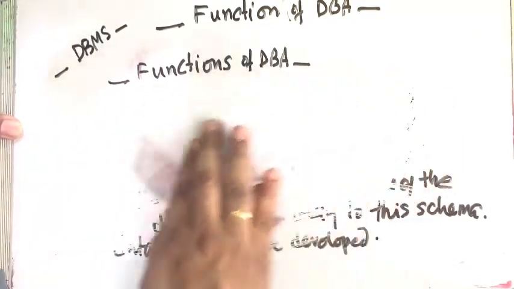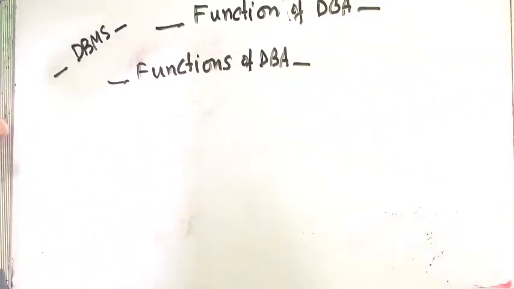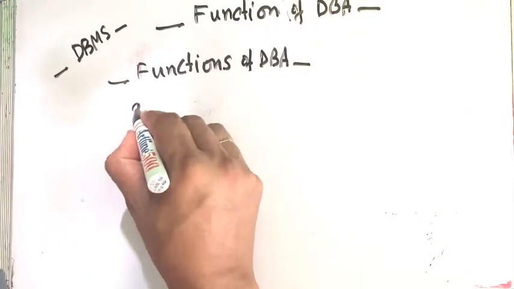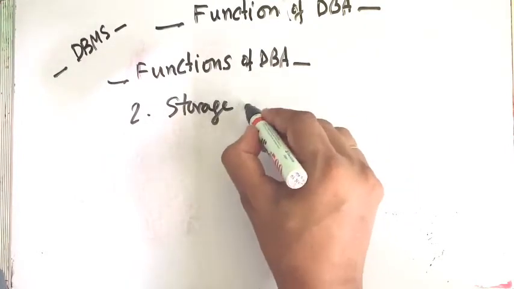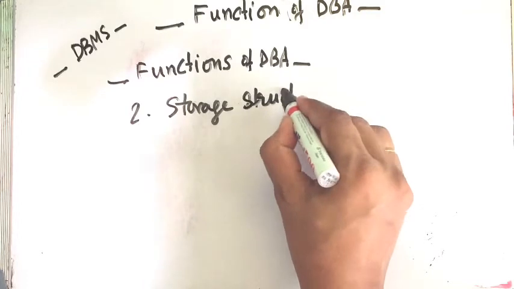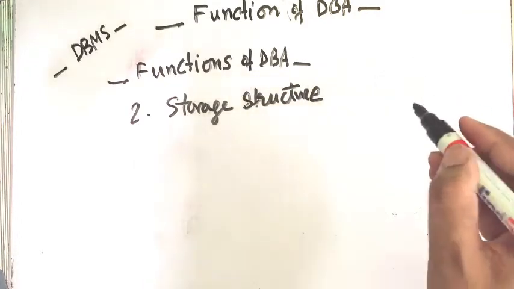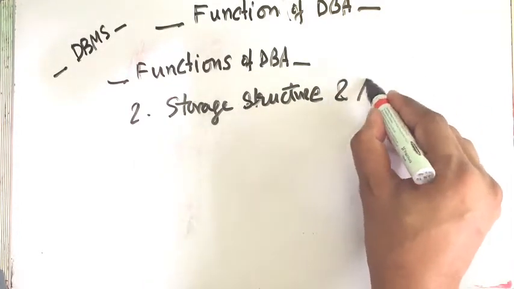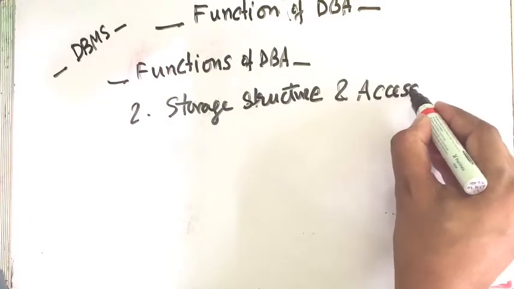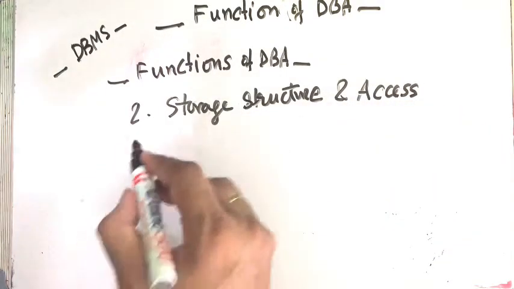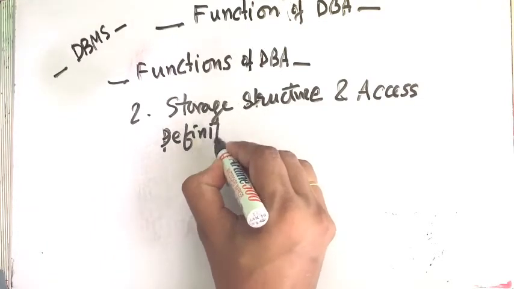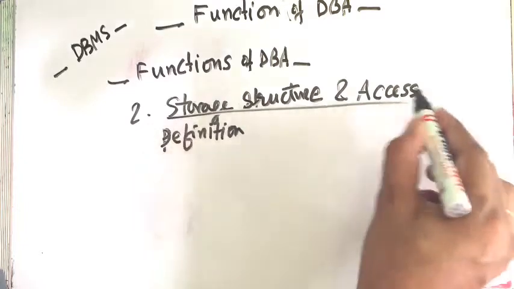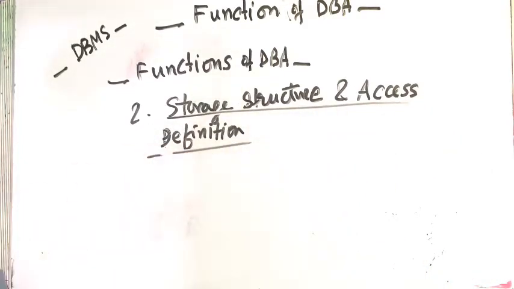Number two, storage structure. This is the design part. The second one is storage structure. How much storage is required for every attribute, storage structure, and access. Who are the users? Access definition. So this is the second function, storage structure and access definition.